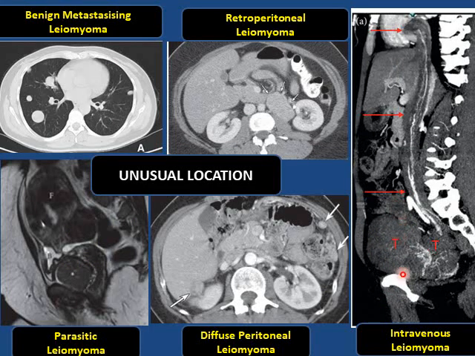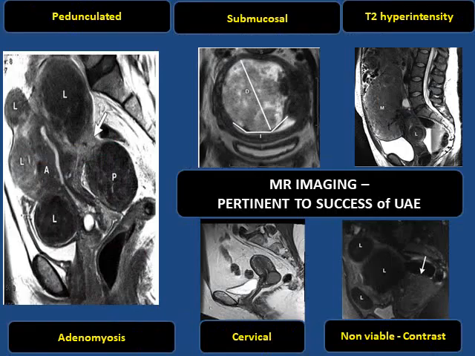Intravenous leiomyoma: here we are able to see a huge mass lesion which is extending till the level of the atrium. Diffuse peritoneal leiomyomatosis, as in our case, will be a differential for peritoneal carcinomatosis. And a parasitic leiomyoma is a leiomyoma which got separated from the myometrium, and it is now taking its separate blood supply and is adjacent to the uterus. The most common parasitic leiomyomas will be the fibroids from the broad ligament as well as the fibroids at the ureter.